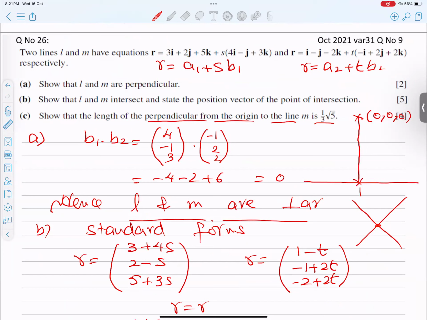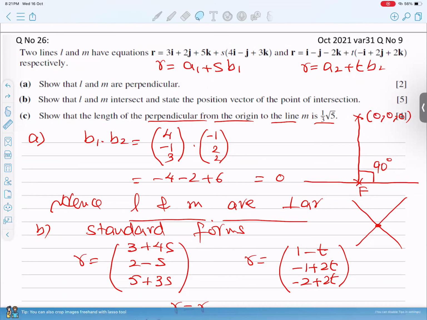This is called F. F stands for foot of perpendicular. And perpendicular means 90 degrees for sure. Whenever he asks for the length of the perpendicular, I will find the length OF later on. But first of all, I need the foot of the perpendicular. Now, how can we do it? Have a look. This is the planning I'm going to start.